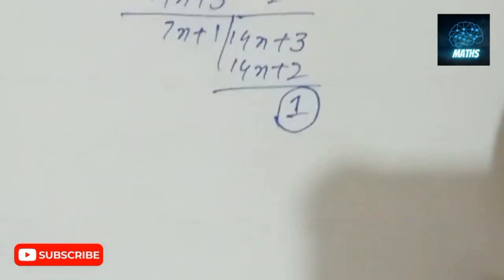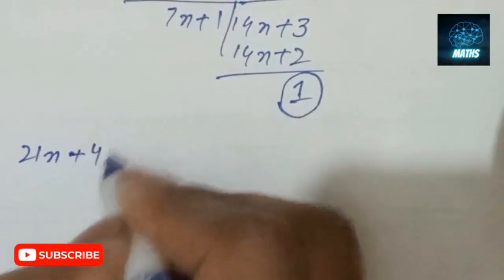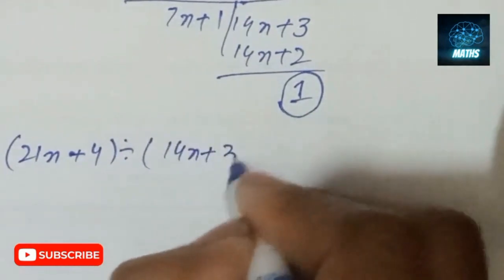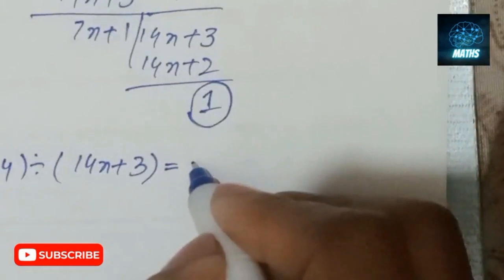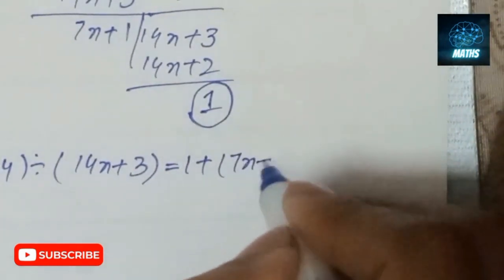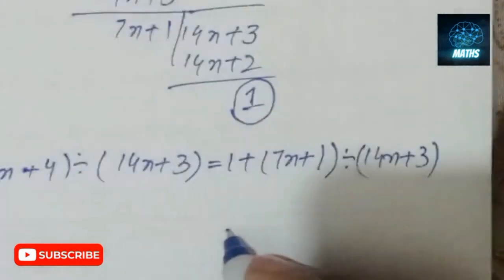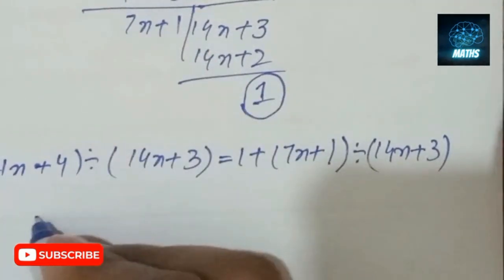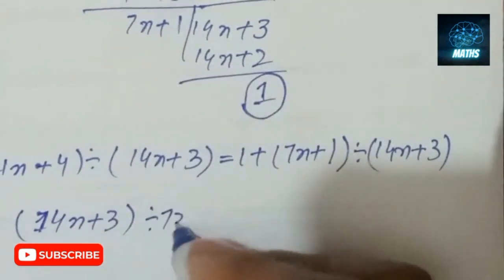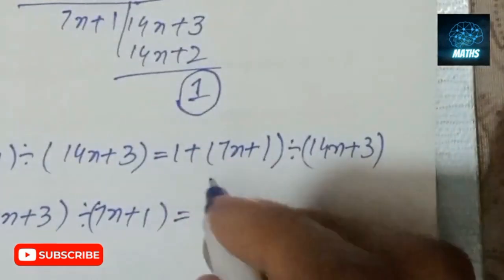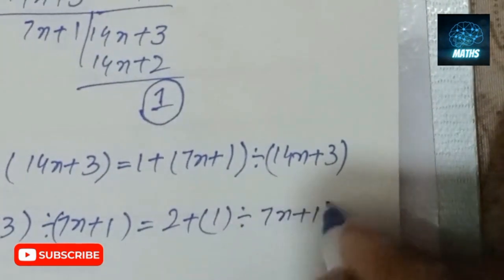If I write this equation as 21n plus 4 divided by 14n plus 3, when I divide, the first step gives 1 plus 7n plus 1 divided by 14n plus 3. Further, I will divide 14n plus 3 by 7n plus 1. In this step I get 2 plus 1 divided by 7n plus 1.